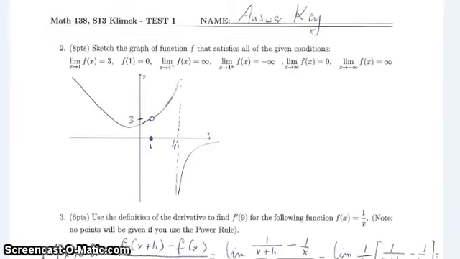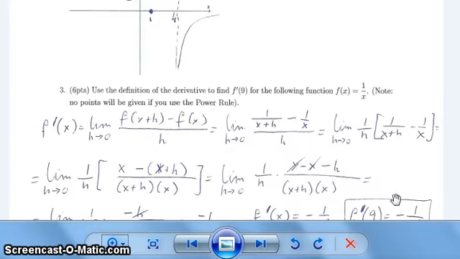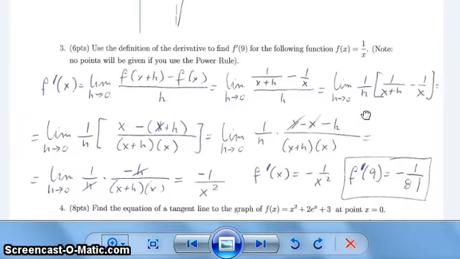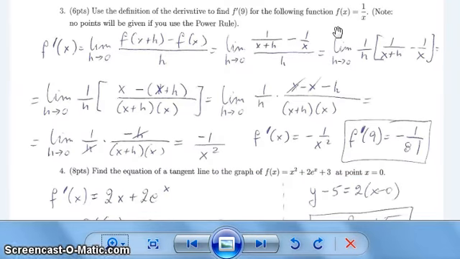Problem 3. Use the definition of the derivative to find f prime of 9. For the following function, f of x is 1 over x. Note, no points will be given if you use the power rule. So you need to use the limit of the difference quotient. So f prime of x is limit as h approaches 0 of f of x plus h minus f of x over h. And then f of x plus h is going to be 1 over x plus h.